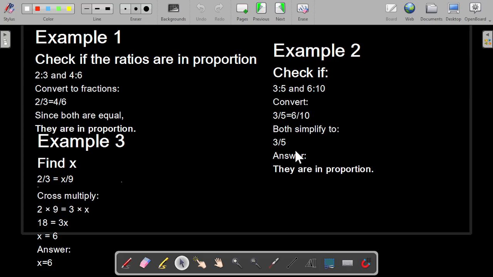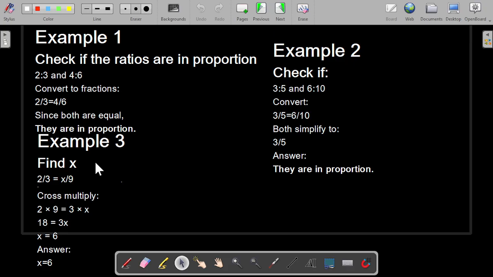So that is proportion in the junior class. So we are going to see a more complex example in example 3, where it will at least solve a little bit of a problem. Now, example 3, find s. 2/3 is equal to s/9. So now we are going to find if they are in proportion.